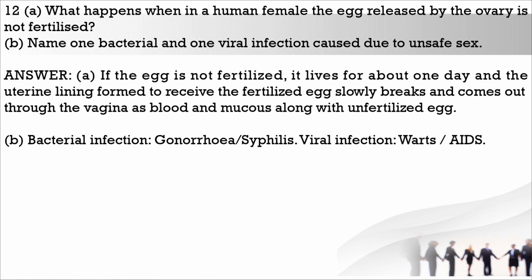Question number 12. What happens when in a human female the egg released by the ovary is not fertilized? B. Name one bacterial and one viral infection caused due to unsafe sex. Answer. If the egg is not fertilized, it lives for about 1 day and the uterine lining formed to receive the fertilized egg slowly breaks and comes out through the vagina as blood and mucus along with the unfertilized egg. B. Bacterial infection, gonorrhea, or viral infection, AIDS.